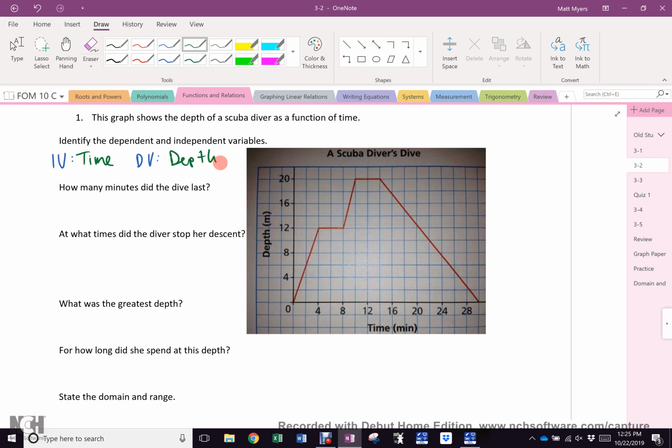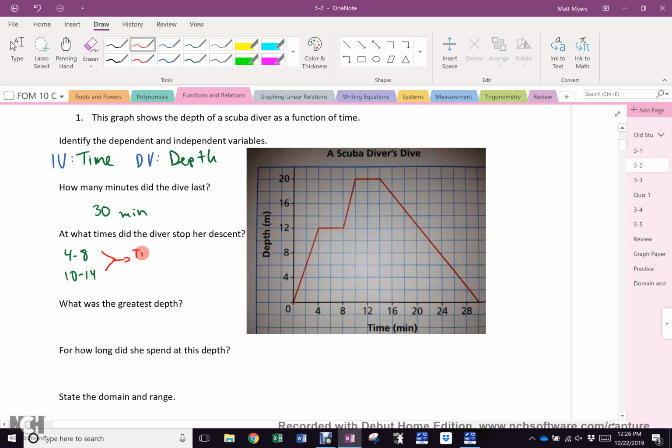How many minutes did the dive last? 30 minutes. Good. Somebody always says 28 because that's the last number they see without recognizing each square is worth how many minutes? 2. Good. At what times did the diver stop her descent? She stopped from 4 to 8 and 10 to 14. How did you know?